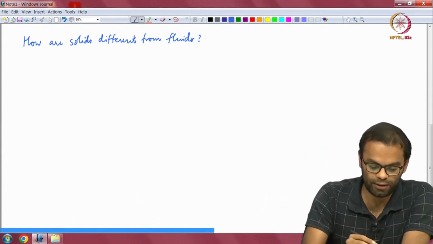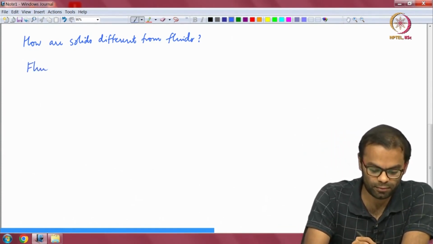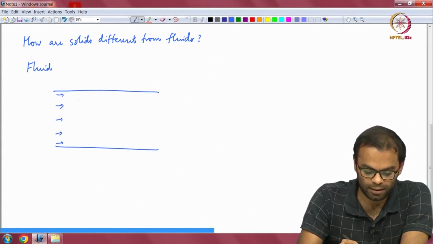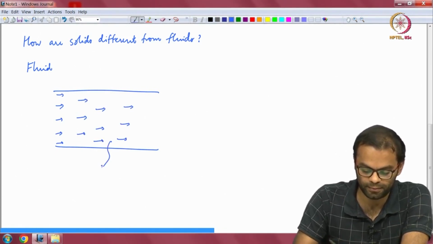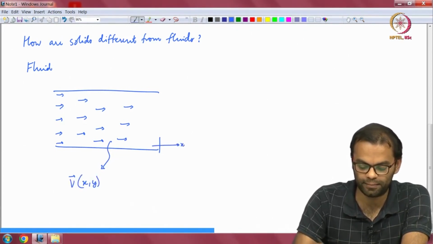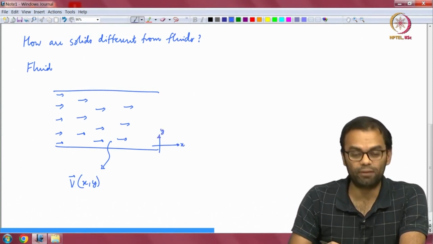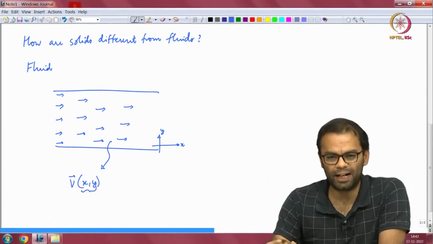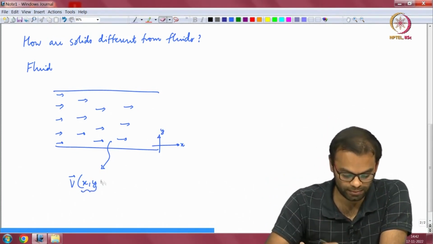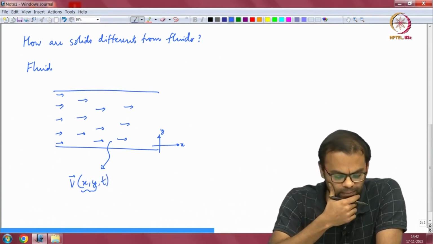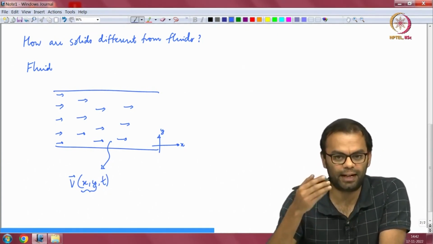Usually when you talk about a fluid, let us say you have a channel and you have fluid that is flowing here. The flow corresponds to a velocity field. So, you have a velocity field, let us say 2 dimensional, so you have x and you have y, and you have a vector that gives you the velocity of the fluid particle at a particular location x, y at any point of time. We can also have a time dependent velocity vector field, and this basically characterizes the flow.